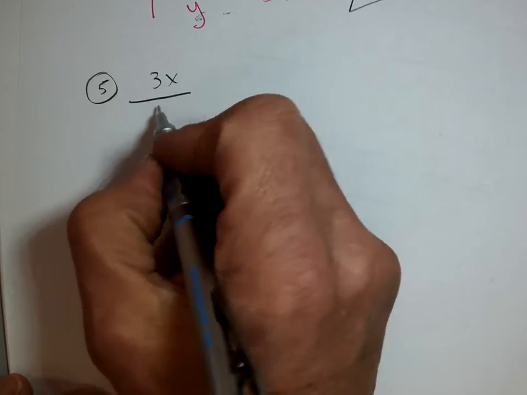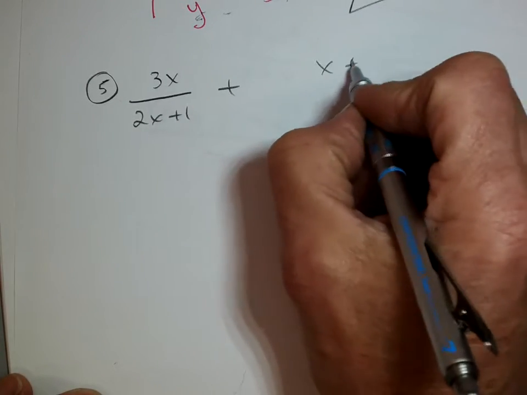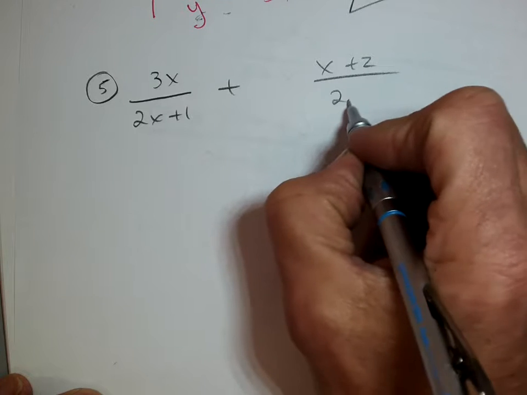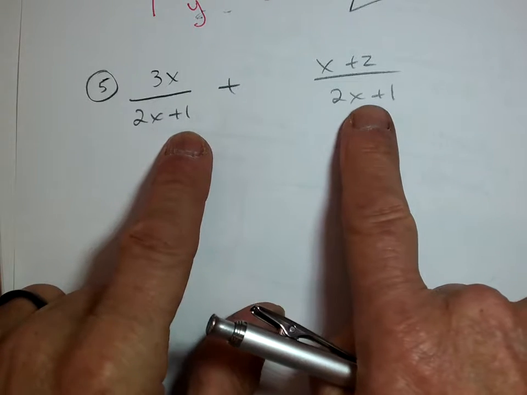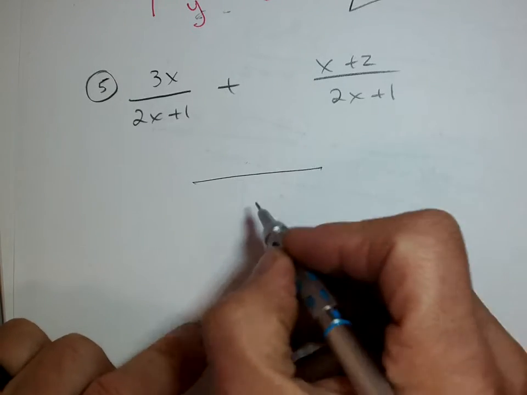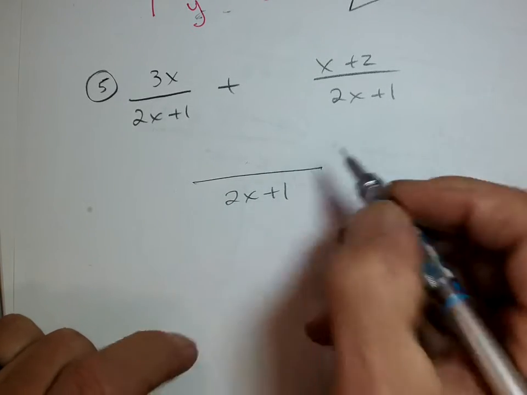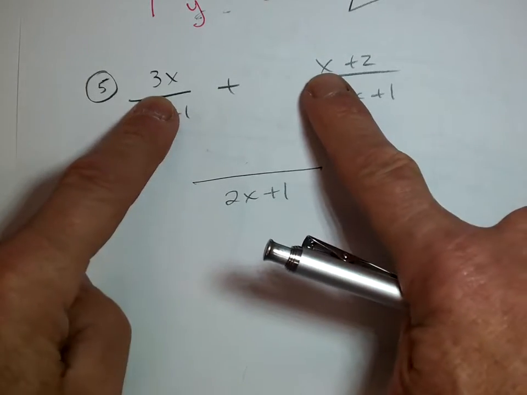3x over 2x plus 1 plus x plus 2 over 2x plus 1, okay? Now, when you add, we need a common denominator, right? And we already do. They're the same, right? So, all right, that's nice. I've got my common denominator, 2x plus 1, right? So let's add the numerators. I'm going to get a 4x plus 2.